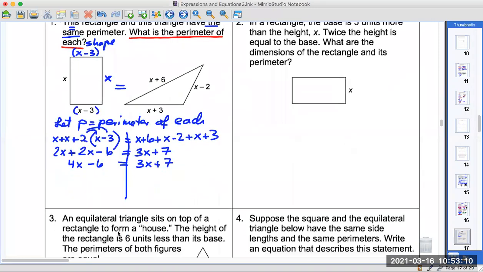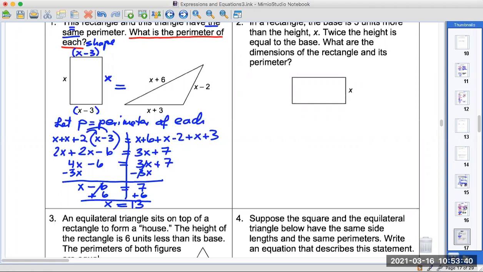Now we can start shoveling things around. I'm moving the 3x to the other side. This is a big problem. There's no room. 4x minus 3 is x. Add 6. x equals 7 plus 6 is 13.